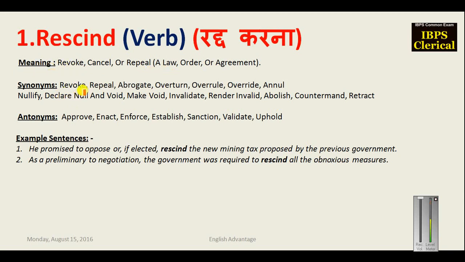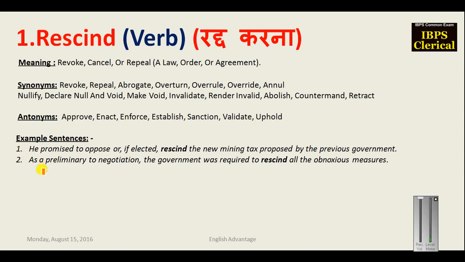These are the synonyms: revoke, repeal, abrogate, overturn, overrule, override, annul, countermand, render invalid, and make something null and void, no longer in force. Now the antonyms for this word will be approve, enact, enforce, establish, sanction, validate, and uphold. Uphold means to maintain something, and its second and third forms are upheld. There is one more word used for sanction, and that is ratify. The noun form is ratification, which means to sanction something.